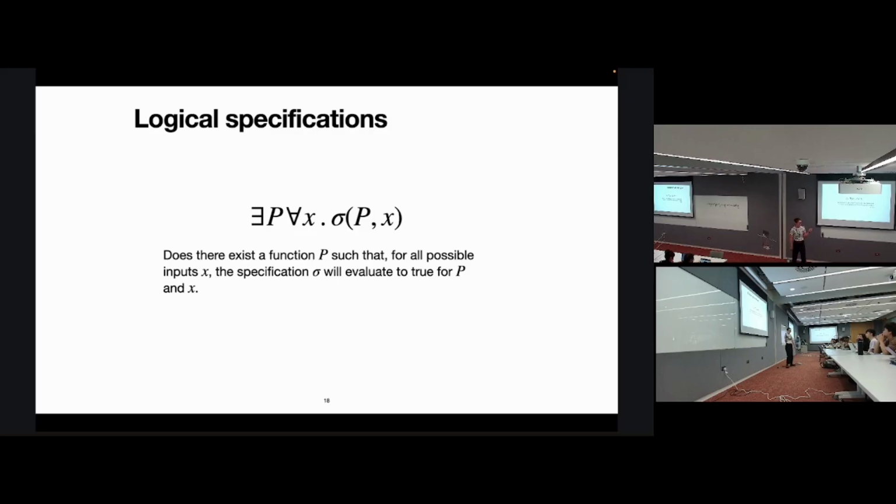Logical specs. Sorry, I might be being pedantic, but you said it's a first-order logic specification, and P ranges over functions, so it's higher order. Yes, so when I say it's first order, I mean this specific bit here is first order. The sigma formula is quantifier free. This is the meta-level thing, where you're saying there exists a function P. That exists is not part of the logic.